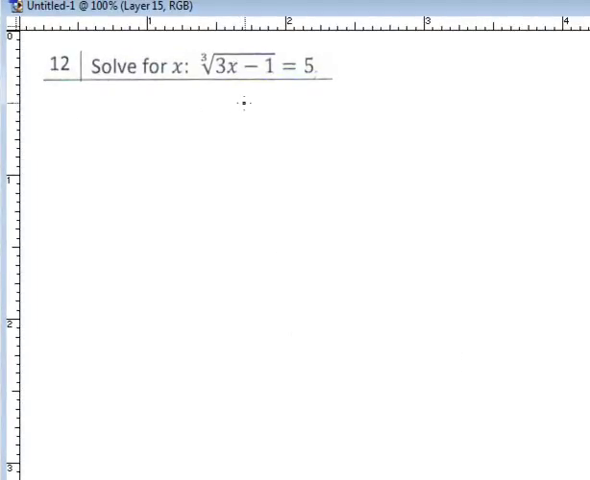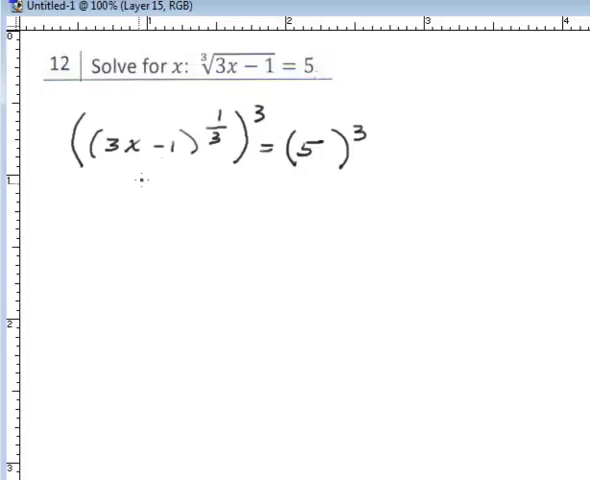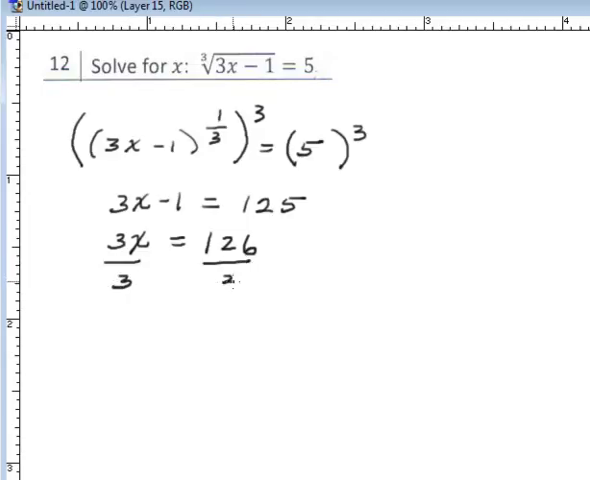Okay, in question number 12, we have a cube root. And so what we're going to do is cube both sides. Or if you want, we can write this as 3x minus 1 to the 1/3 is equal to 5. All right, and we'll solve that by raising both sides to the reciprocal of 1/3, or to the exponent 3. So we apply exponent 3 to both sides. And so we get 3x minus 1 is equal to 5 cubed, which is 125. Now add 1 to both sides, and 3x is equal to 126. And we'll divide by 3, and x is equal to 42.